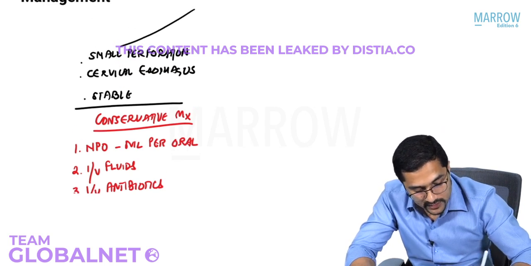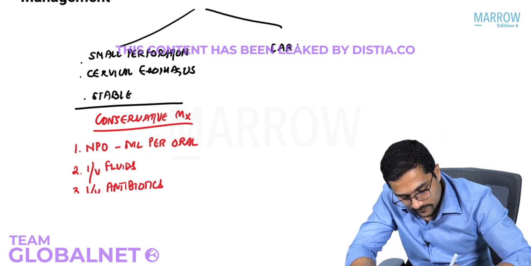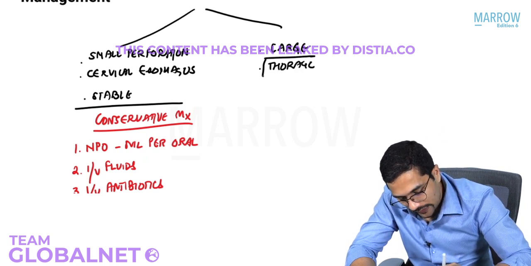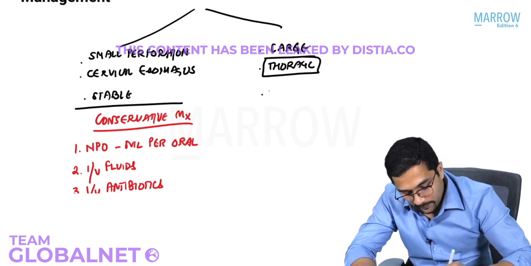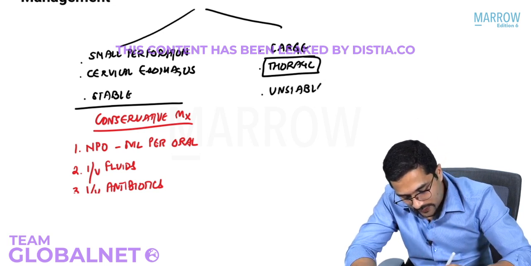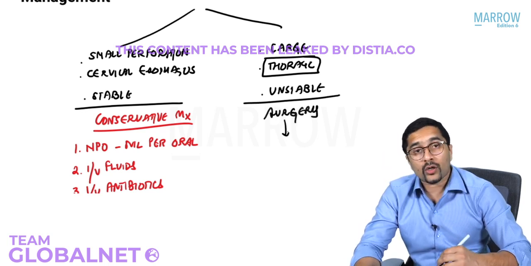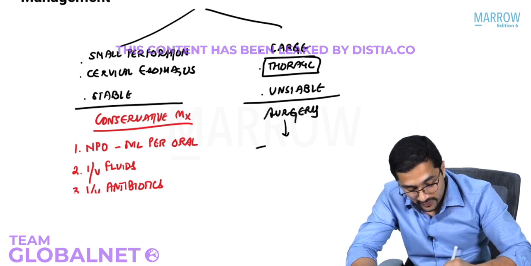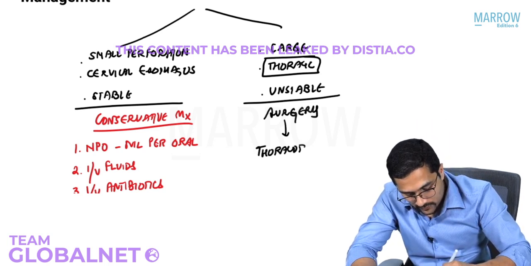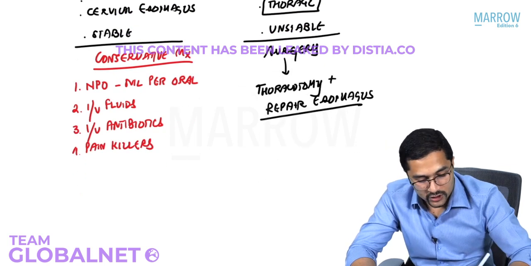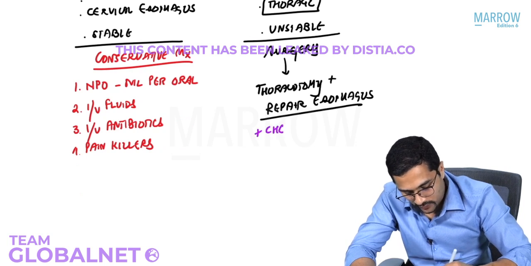If it's a large perforation, if it's in the thoracic esophagus, or the patient is unstable, then in these situations we have to carry out surgery. And what will be the surgery which we'll do? We'll carry out a thoracotomy because we want to expose the esophagus. So we carry out a thoracotomy, plus we repair the esophagus, and once we've repaired the esophagus, we're going to put in a chest tube, plus insertion of a chest tube.